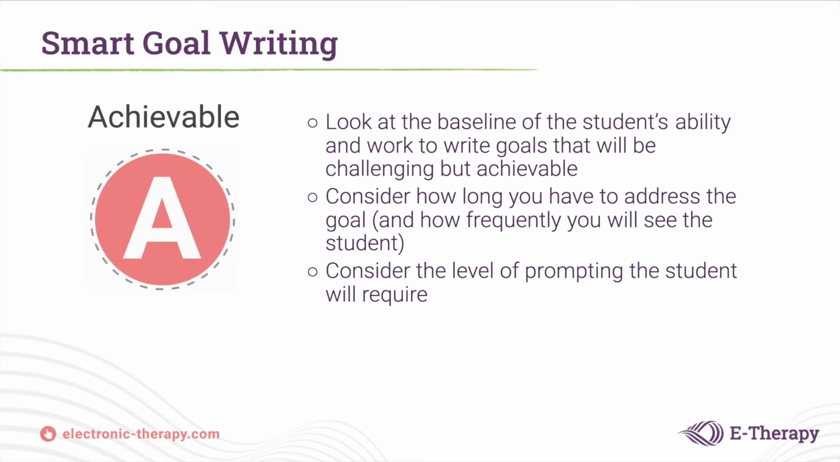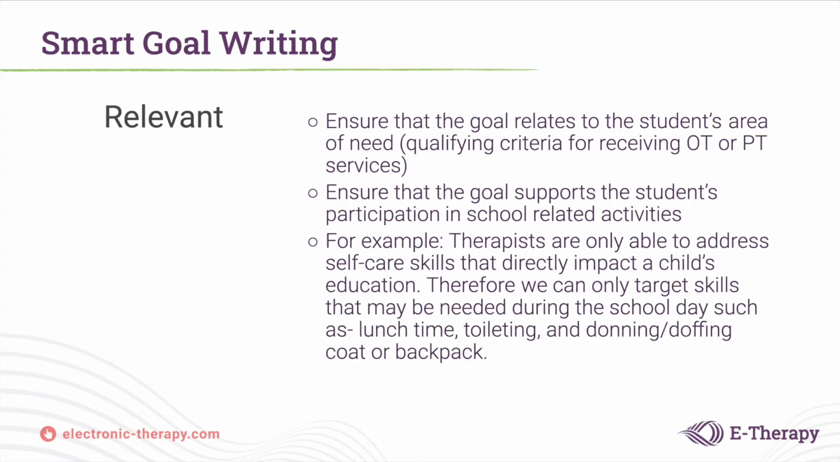Achievable. Look at the baseline of the student's ability. Where are they now? And work to write goals that will be challenging but achievable. And consider how long you have to address the goal. Once again, how frequently will you see the student? Are you seeing them 3 times a week or once a semester? That's pretty different. So consider the level of prompting the student will require to be able to achieve that goal and how often you will see the student to work on the goals.